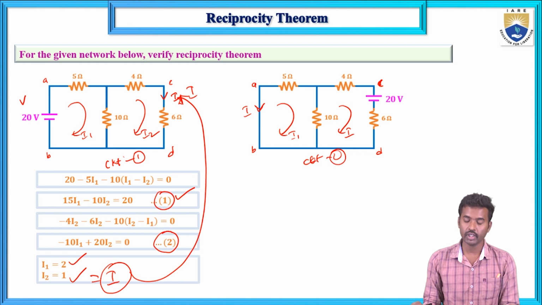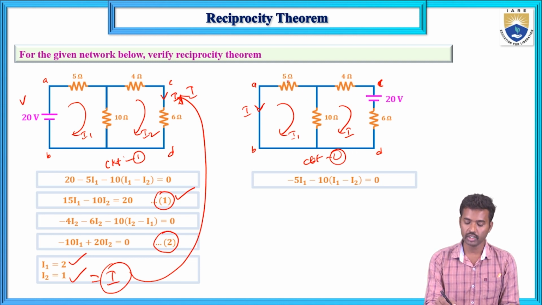Now apply KVL in mesh 1. For this case, minus 5 I1 minus 10 (I1 minus I2). Minus 5 is only for the 2 resistor. There is no voltage source here, which means only the dropping voltage 5 into I1, that is minus, and minus 10 (I1 minus I2) equals 0. In the second mesh, if you simplify this one, 15 I1 minus 10 (I1 minus I2).